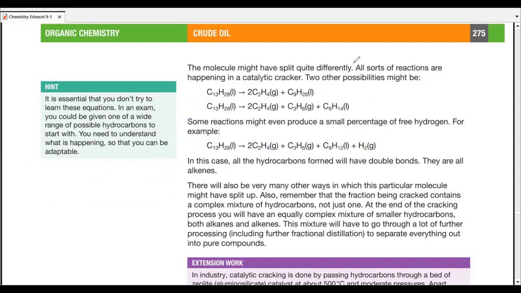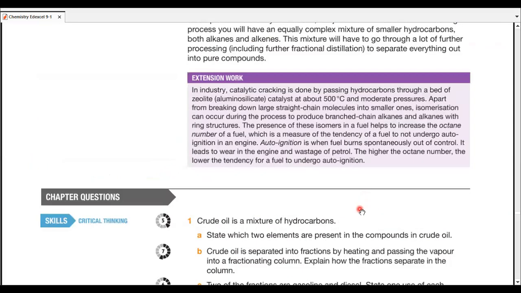So let's clear it all up. Let's finalize it with the last extension work present at the bottom. In industry, catalytic cracking is done by passing hydrocarbons through beds of zeolite. Zeolite is actually a mixture of many different catalysts. We call it silicate, at about 500 degrees centigrade and moderate pressures.